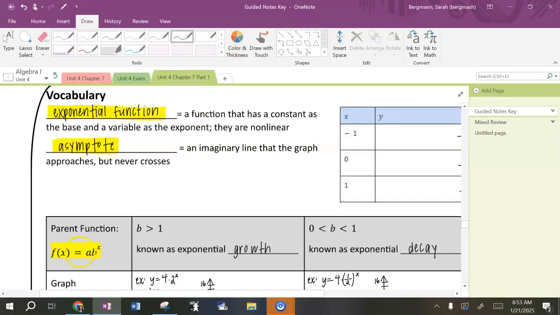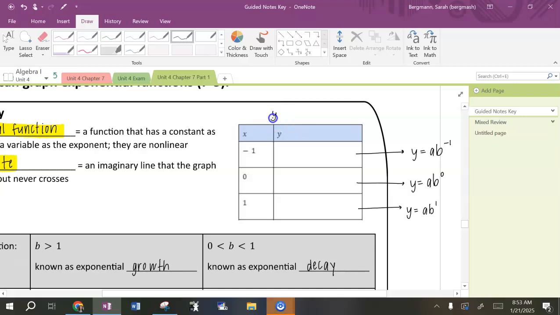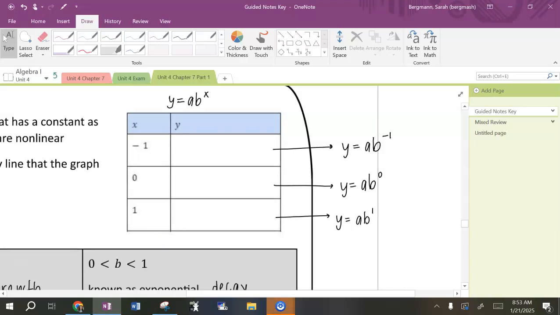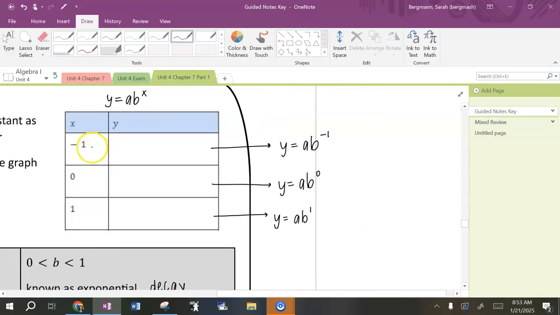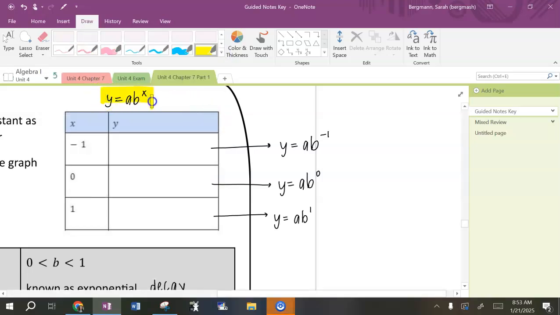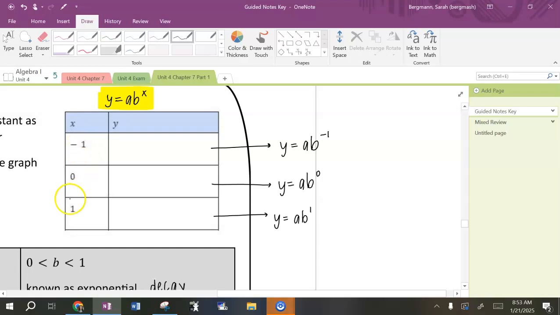So if we're looking at this parent function, f of x equals a b to the x power, or y equals a b raised to the power of x, there's a few points that are special. When we plug in -1, 0, and 1, some special things happen. So let's take a look. If we take this equation, y equals a times b to the x power, and we replace the x with a -1, let's see what happens.